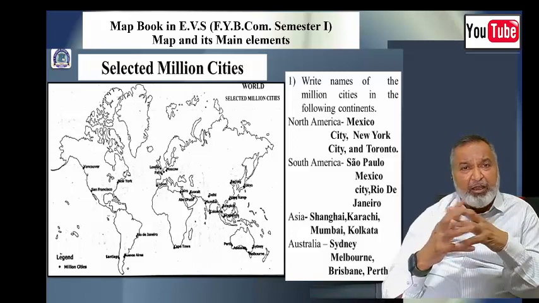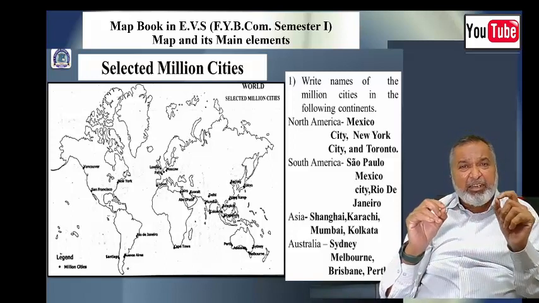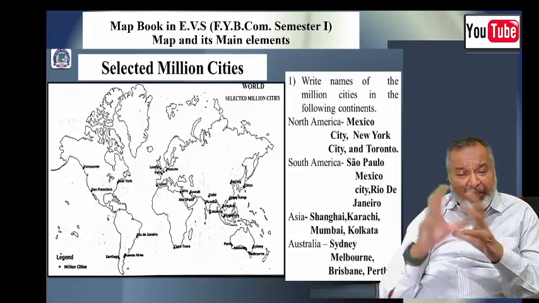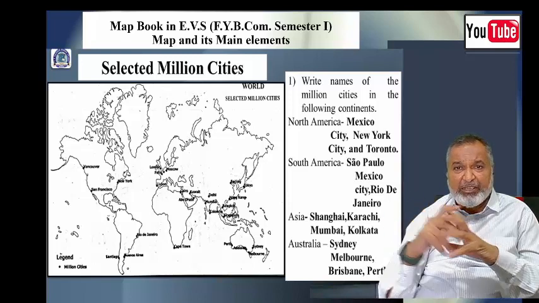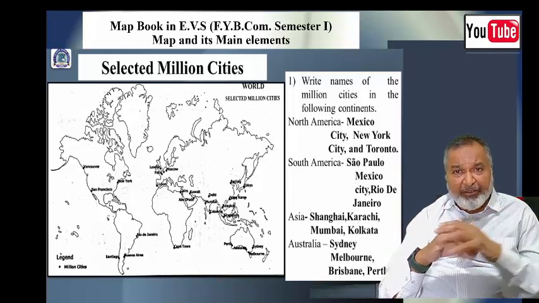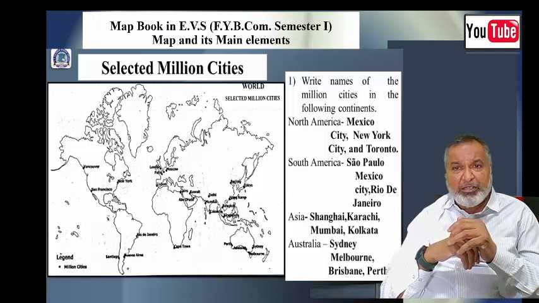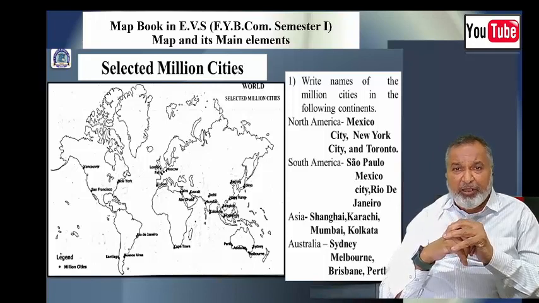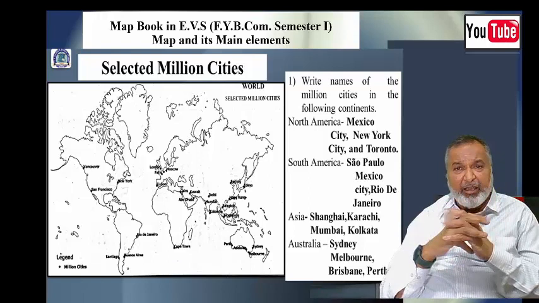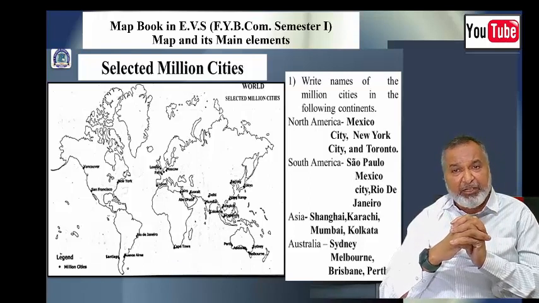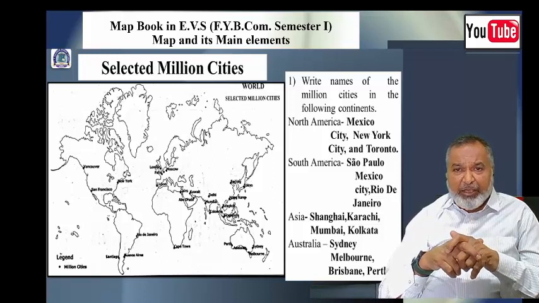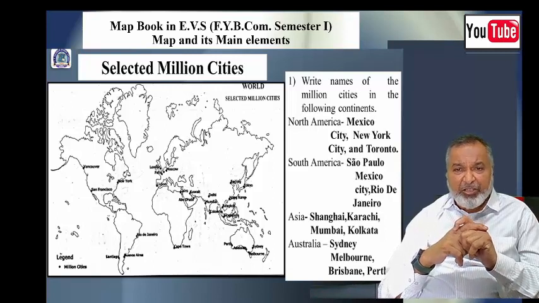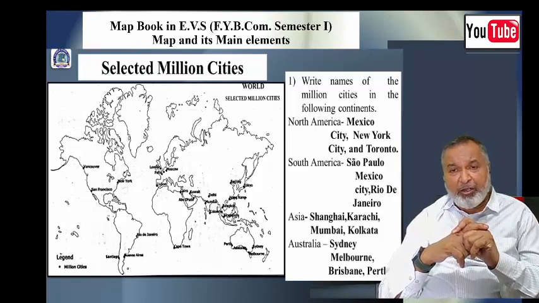Then the next exercise is selected million cities. Which are the million cities? Write the names of the million cities in the following continents. Say North America: Mexico City, New York, then Toronto. These are the three important cities, which come under the million category. South America: there is Sao Paulo, Mexico City, Rio de Janeiro. Then in Asia, Shanghai, Karachi, Mumbai, and Kolkata.